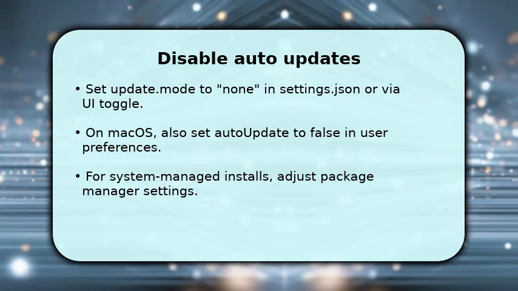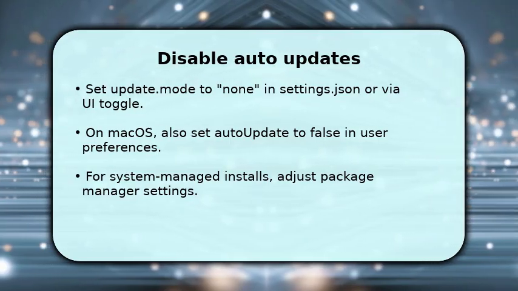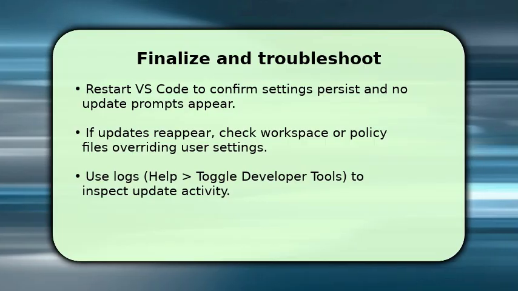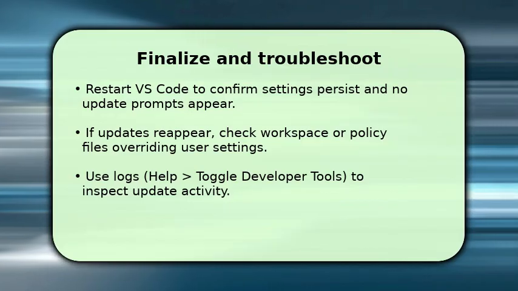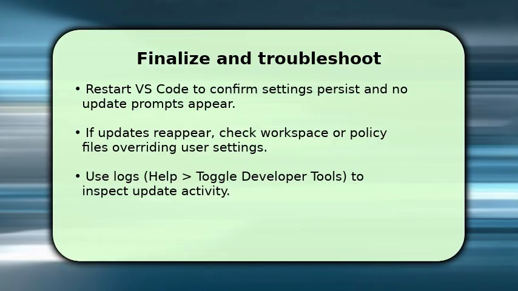To finish, restart VS Code and verify no update prompts appear. This confirms your settings persisted. If updates still occur, inspect workspace settings, machine-level policies, or enterprise configuration that can override your user preferences. Make sure you change those sources too.